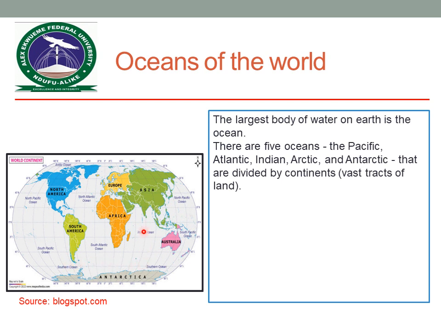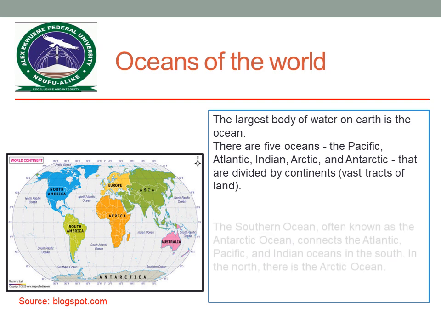So there's not going to be a North Indian Ocean, neither is there going to be a North Southern Ocean. While the Arctic Ocean alone is found only in the northern hemisphere. And so there's not going to be a South Arctic Ocean. It is important to note these points.